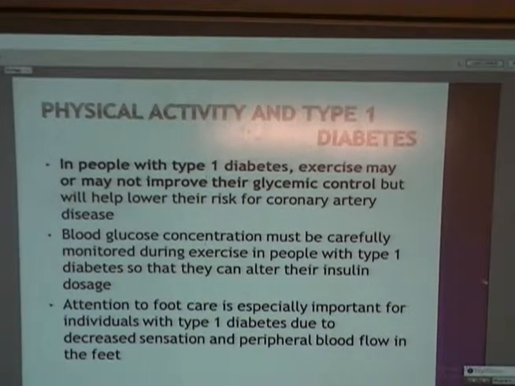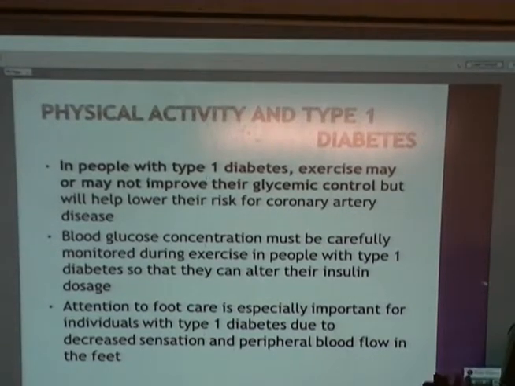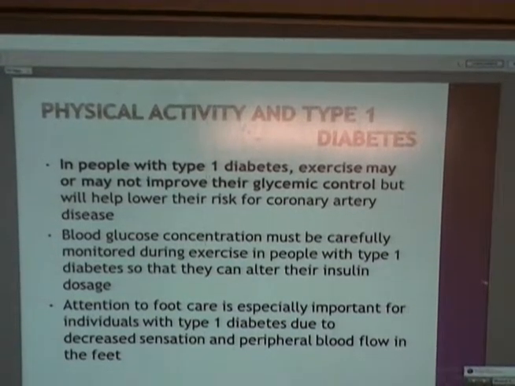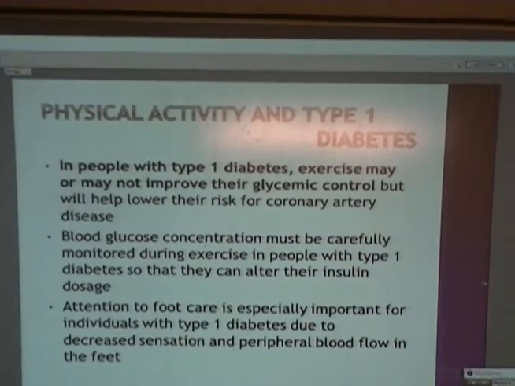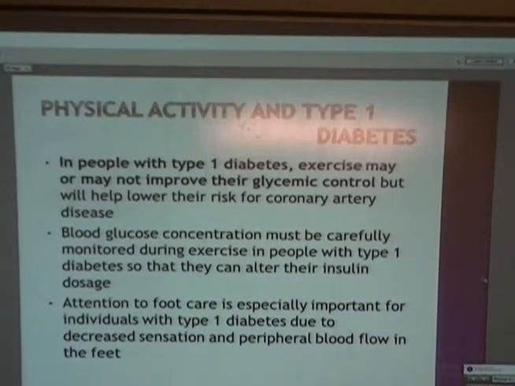When you have type 1 diabetes, exercising regularly might improve your blood glucose control, but it typically doesn't. Alright, so it's not like if I'm a type 1 and I exercise every day, I don't have to take my insulin shot. That's not how it works. Okay? But they still get all the other benefits from exercising on a regular basis. So it's still going to help them counter cardiovascular disease and becoming overweight and other issues. Okay?